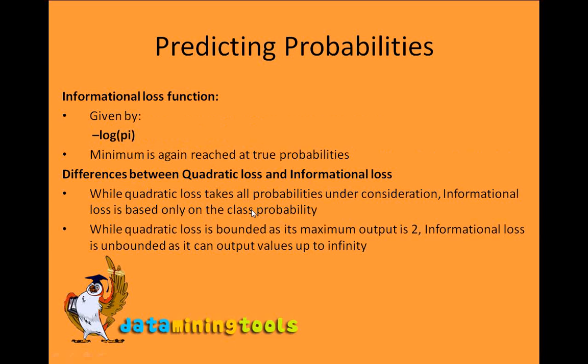The second difference is, while quadratic loss function is bounded as its maximum output can be 2, informational loss function is unbounded as it can output values up to infinity.